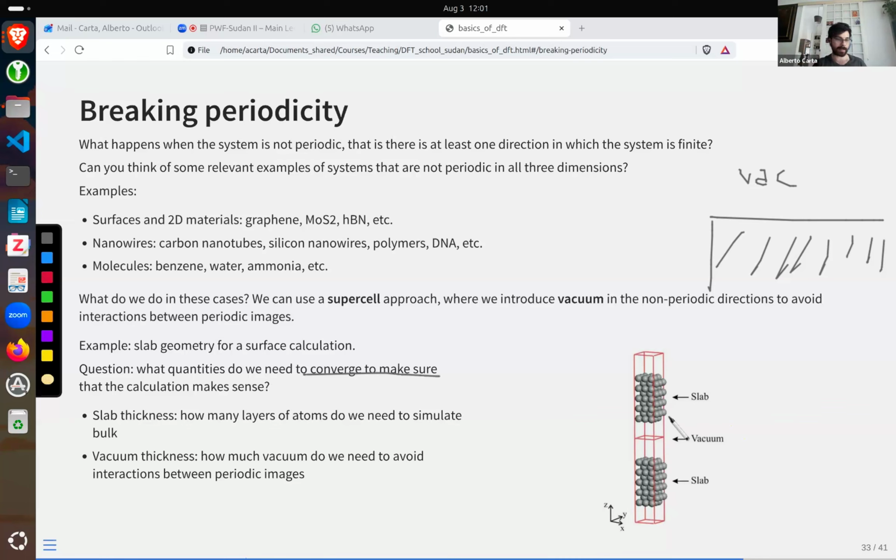And the idea is that we need to converge how big the slab is, how many layers of atoms we need to simulate, and how much vacuum we need in between the layers in order to simulate the surface of the system.